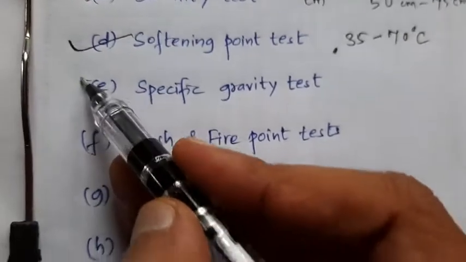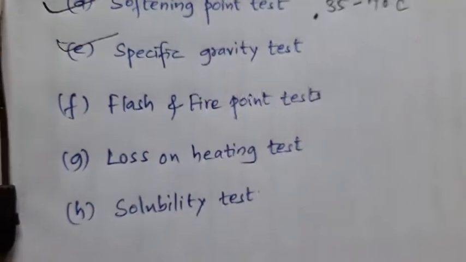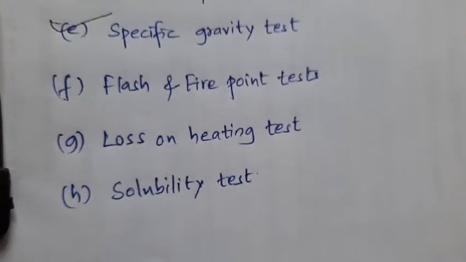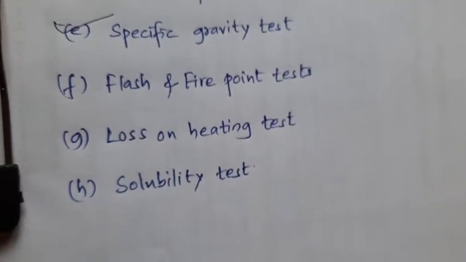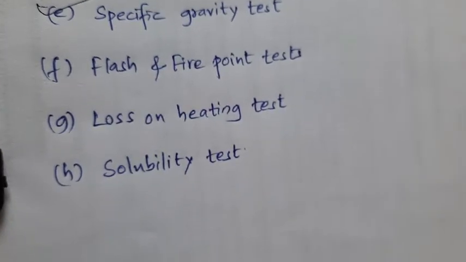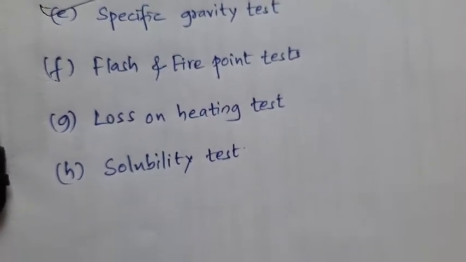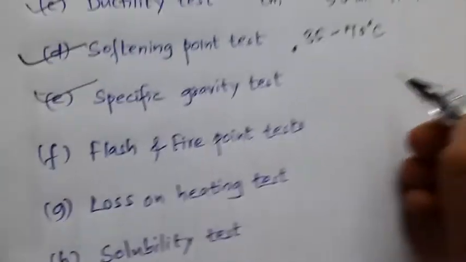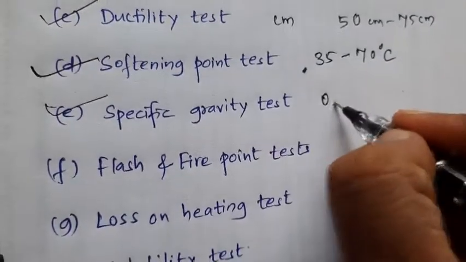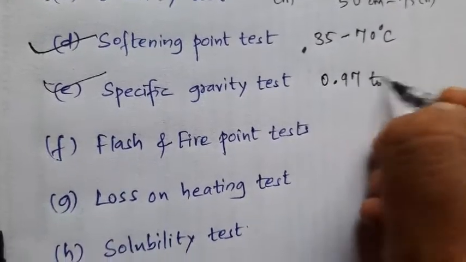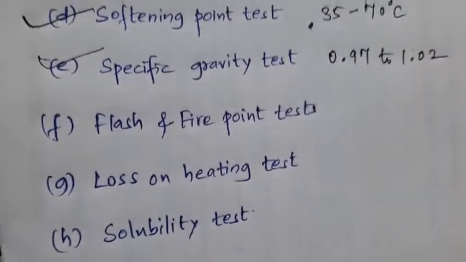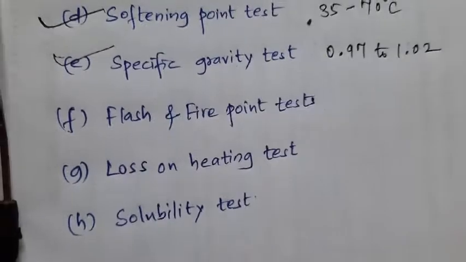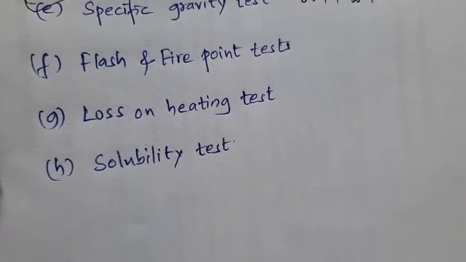So next is the specific gravity test. It is not necessary to explain the specific gravity. You know that you can perform it either by the pycnometer, making the bitumen ball, or you can use the specific gravity bottle. Usually the range for the specific gravity of bitumen is between 0.97 to 1.02, and for tar it is around 1.10 to 1.25.